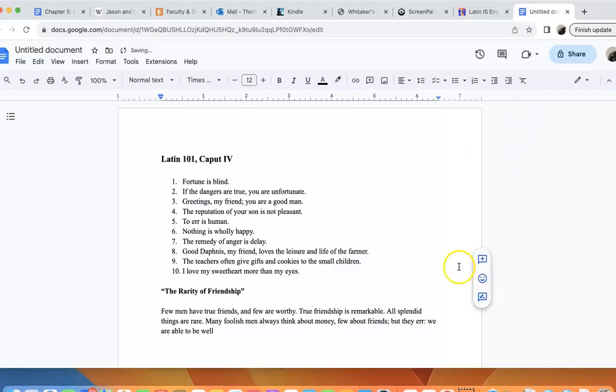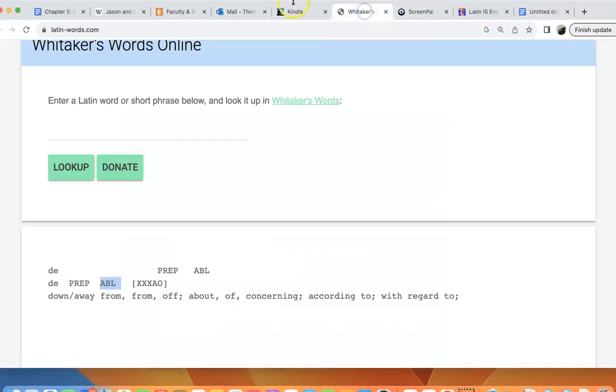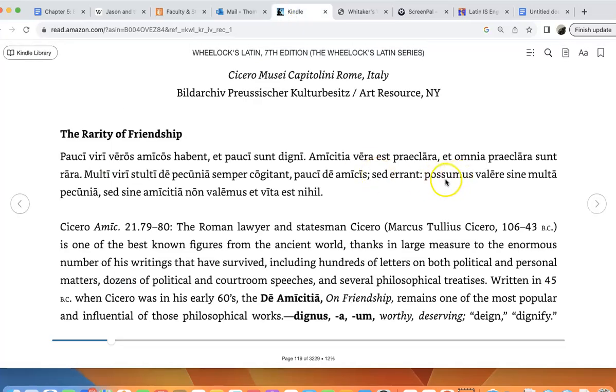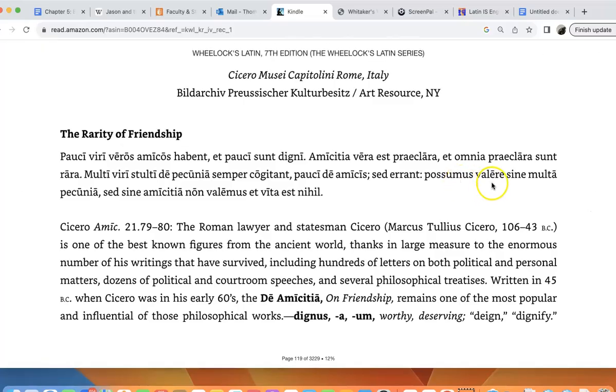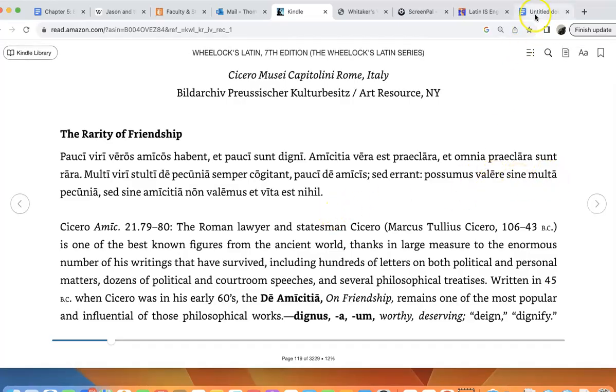Here's another tricky part of English and Latin, is English has, once again, 6 words, whereas the Latin only has 2 words. So possimus valere, we are able to be well. Sort of the virtue of Latin, less is more. Sine multa pecunia, without much money.